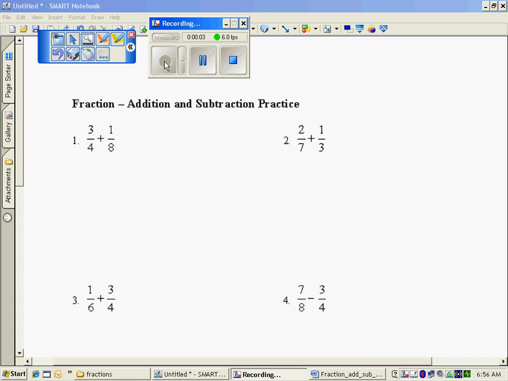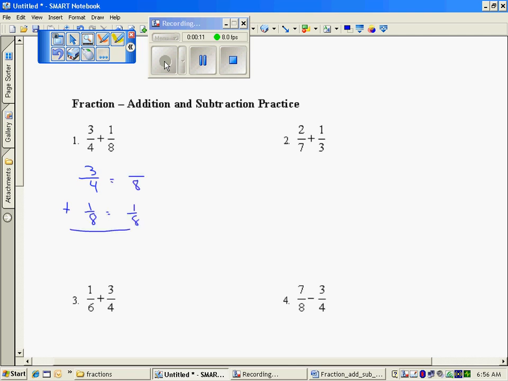Practice problems for addition and subtraction. 3/4 plus 1/8. Finding a common denominator, it is 8 between 4 and 8. Multiply numerator and denominator by 2, adding those, 7/8.